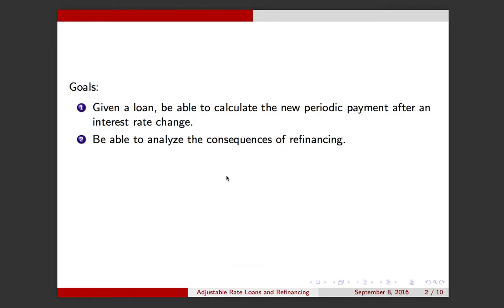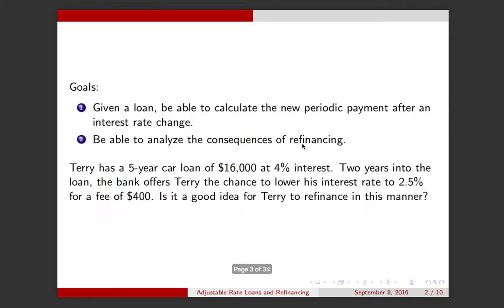So here are the goals of this material. Given a loan, you should be able to calculate a new payment after an interest rate change. So after an interest rate rises or drops, the payment will change. It will also rise or fall. You should be able to calculate that new payment and also think about the consequences of refinancing on a loan.